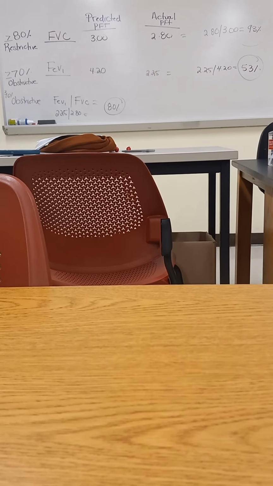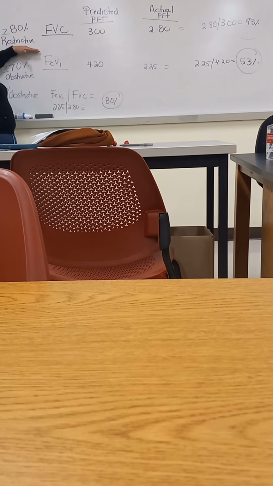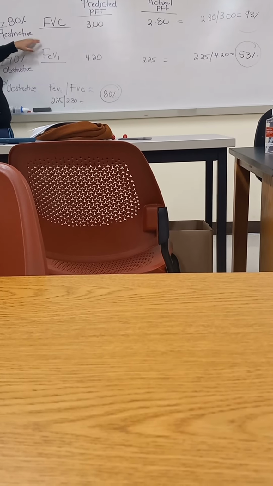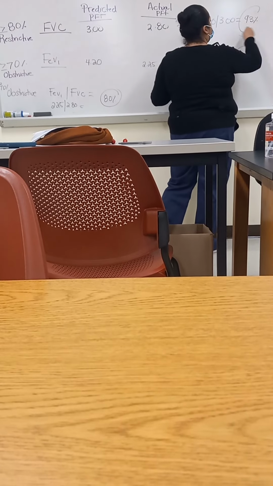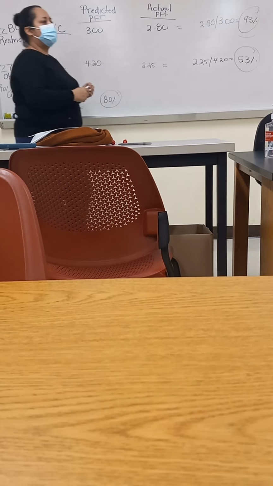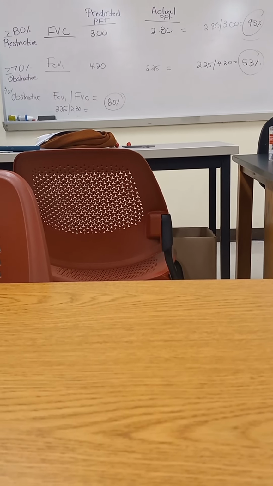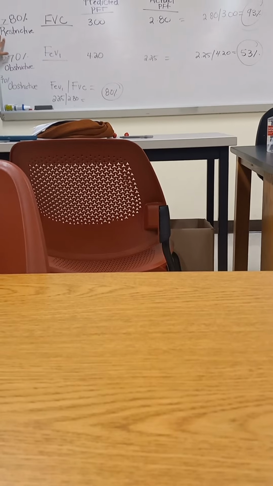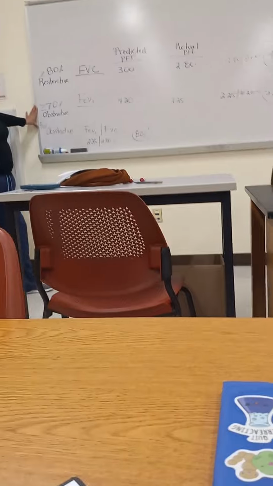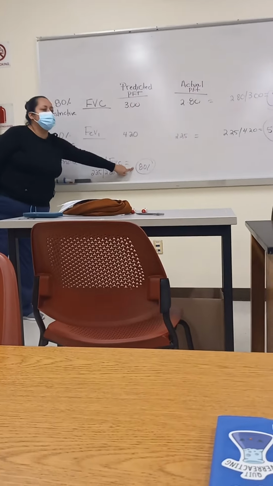This is the only thing we look at for restrictive, okay? And it's greater than 80%, or 91%, right? So if it's greater than 80%, I don't have restrictive. If it's lower, then you can say there's some restrictive, okay? These two are for obstructive, but this one really is my tell-all for obstructive. And it's 70%, right?